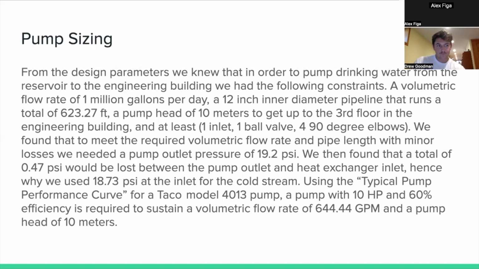We found that to meet this required volumetric flow rate and with the pipe length and minor losses, we would need a pump outlet pressure of around 19.2 psi. And then we found that a total of about half a psi would be lost between the pump outlet and the heat exchanger inlet. So that's why we used the pressure of 18.73 psi at the inlet of the cold stream. Using the typical pump performance curve for a Taco Model 4013 pump, a pump with 10 horsepower and 60% efficiency is required to sustain a volumetric flow rate of around 644 gallons per minute and a pump head of 10 meters.